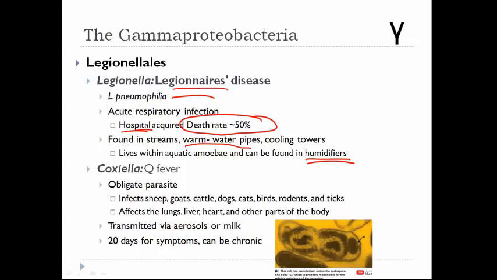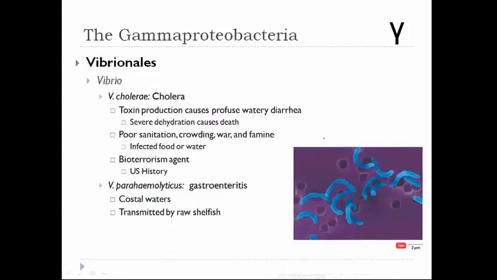Q fever is caused by Coxiella, an obligate parasite. It infects a whole bunch of different types of organisms, and it infects, well, the organs. It is transmitted via aerosols or milk. It can take 20 days for the symptoms to come, and it can be chronic. This organism is capable of making endospores.